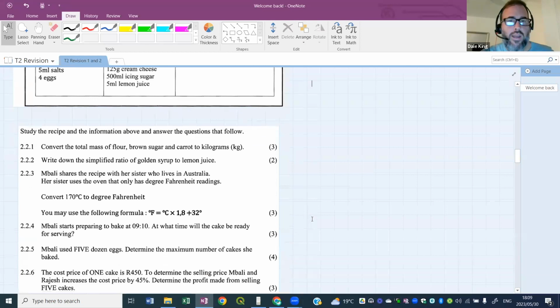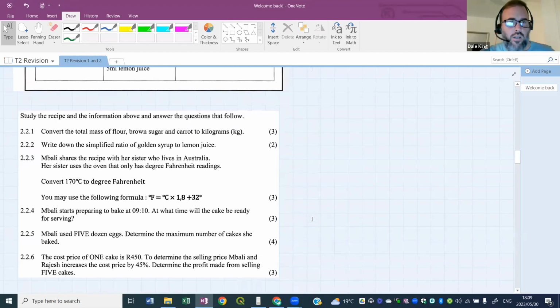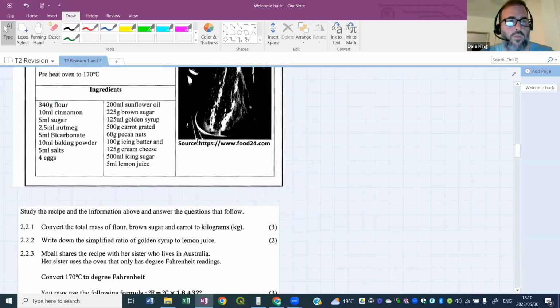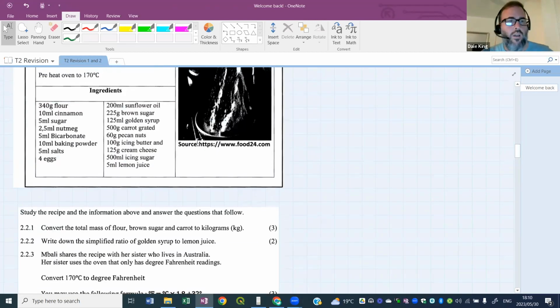Now I'm going to revert back to the recipe often. All right, so let's have a look at the first question. Convert the total mass of flour. You guys are going to do this. Convert the total mass of flour, brown sugar, and carrots to kilograms. So I'm going to go up to the recipe, look for flour, brown sugar, and carrots. I'll point it out to you. Flour, brown sugar, and carrots, and convert it to kilograms, please.